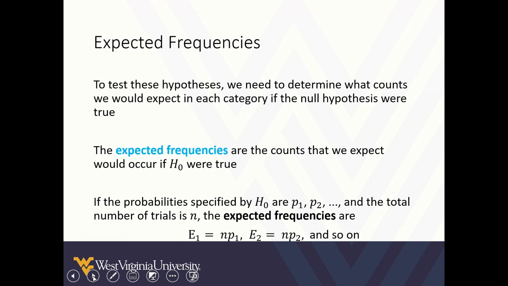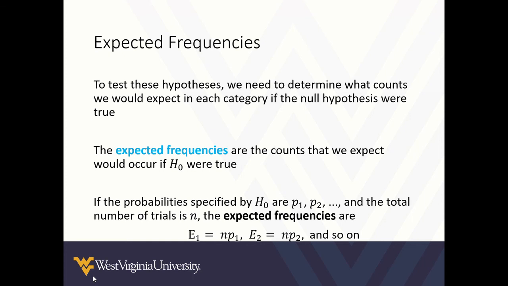In order to test this hypothesis, we need to determine what counts should be expected in each category if the null hypothesis is true. These expected frequencies are the counts that we expect if our null hypothesis is true. In the context of our rolling dice example, it is the expected number of times 1, 2, 3, 4, 5, or 6 should appear out of our 60 rolls.